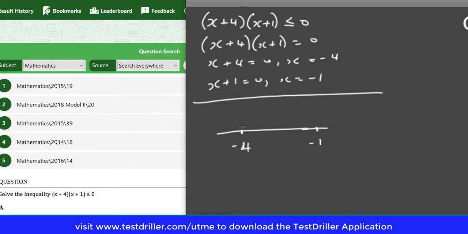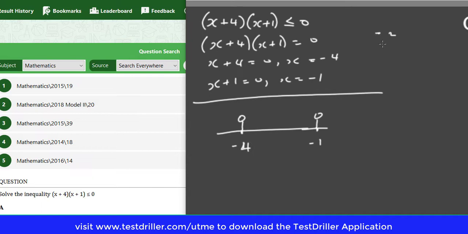To test whether x is greater than minus 4, you try a number that is greater than minus 4, but not up to minus 1. Something greater than minus 4 but not up to minus 1 is minus 2, right? So you want to try, if I make x to be minus 2, will this statement make sense? So you try it out: minus 2 plus 4, then minus 2 plus 1.